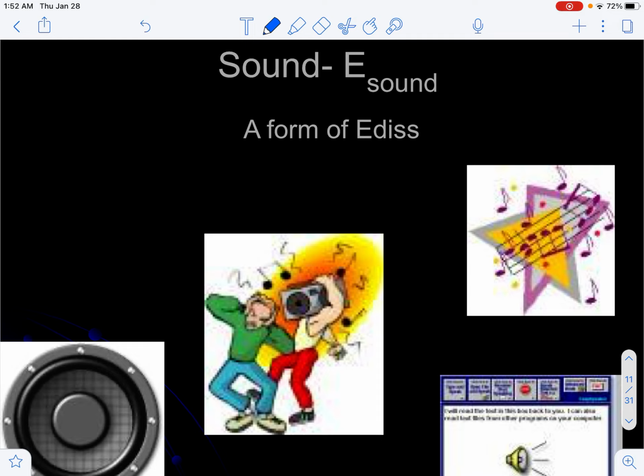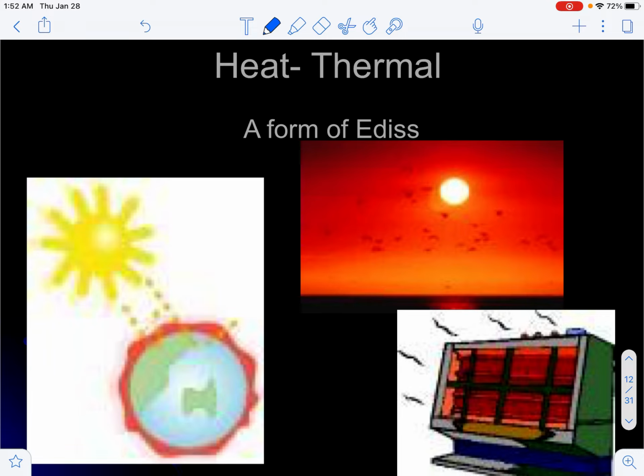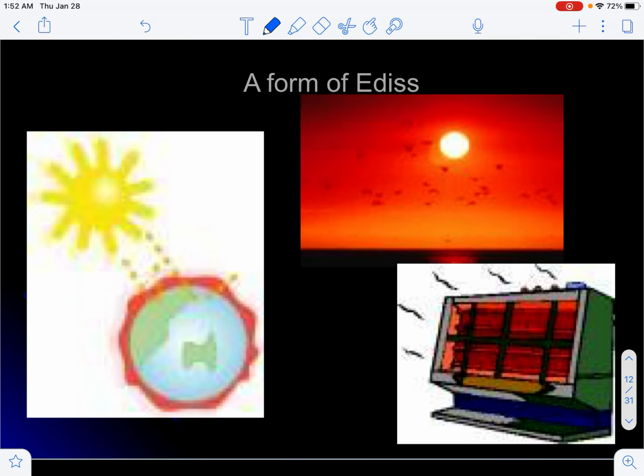Sound energy is another form of dissipated energy. It's an energy that is not going to come back into our object. It's dissipated, it's gone, it's moved off out into the surroundings. Heat or thermal energy is another type of dissipated energy.